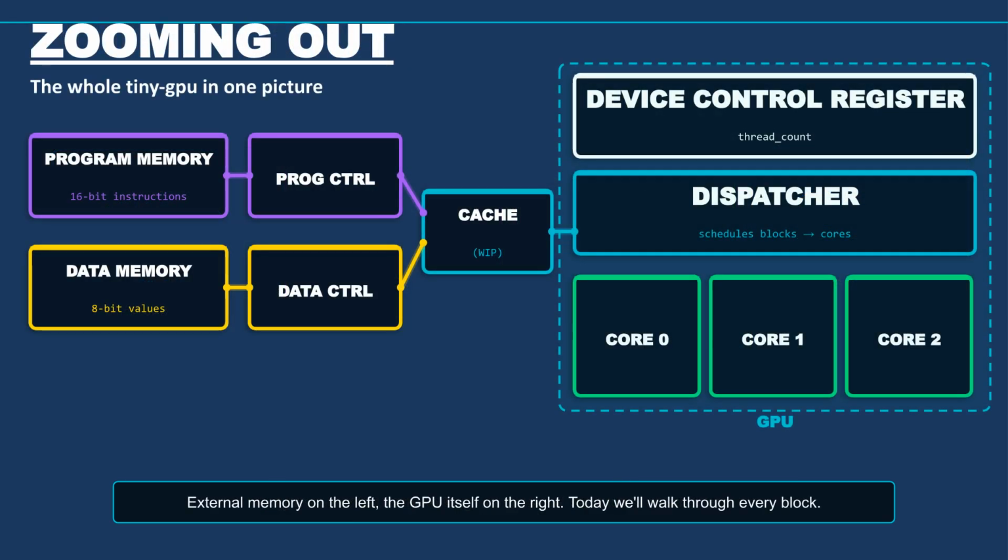Here is a high-level overview of TinyGPU. External memory is on the left, and the GPU itself is on the right, enclosed in the dashed box. We have program memory and data memory, with their respective controllers. Today, we will walk through every block: cache, device control register, dispatcher, and the compute cores.